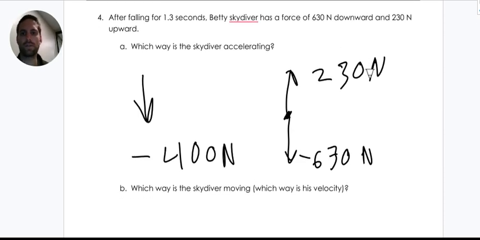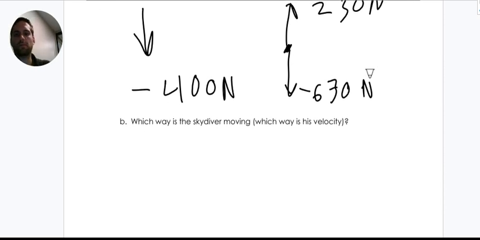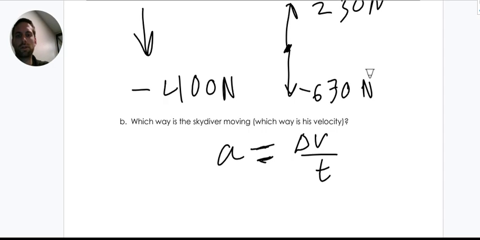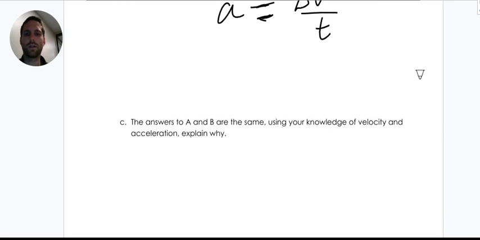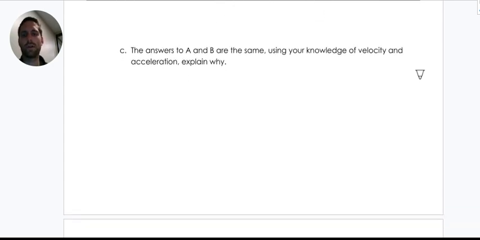And if the acceleration is moving downward, the velocity is moving downward, as a equals change in velocity over time. And these are both vectors, so they both have the same direction usually. And that's why. So they're vectors.